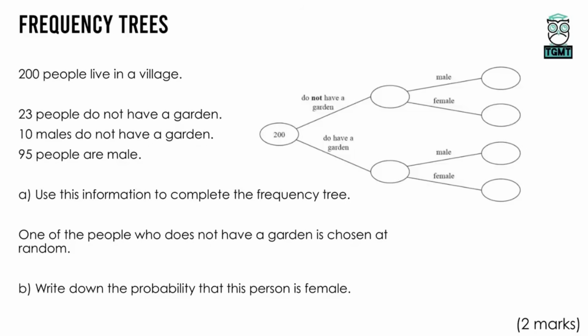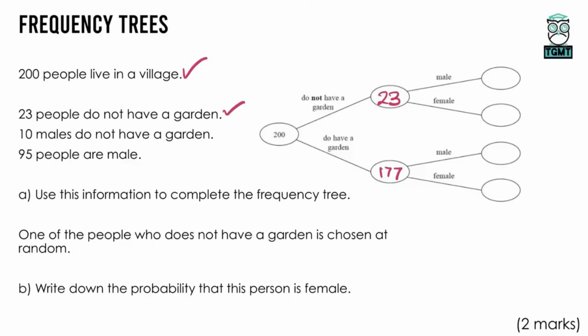Okay, I'm looking at a frequency tree. Now it says here 200 people live in a village, that's given to us on the frequency tree, and then starts to tell us a lot of information. So I'm going to start to fill these in as I read it. So 23, this is already done, 23 people do not have a garden, so that's 23 here. Straight away I can do 200 take away 23 and get the 177 people that do have a garden, and I'll tick that off. 10 males do not have a garden.